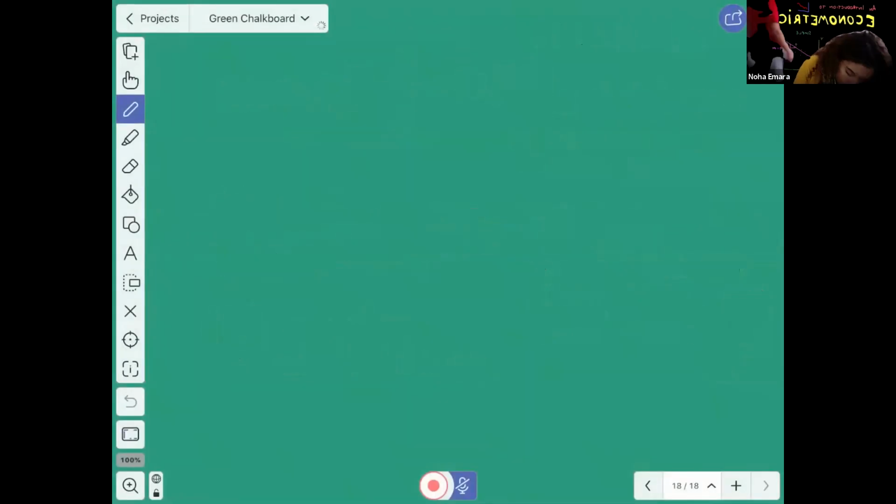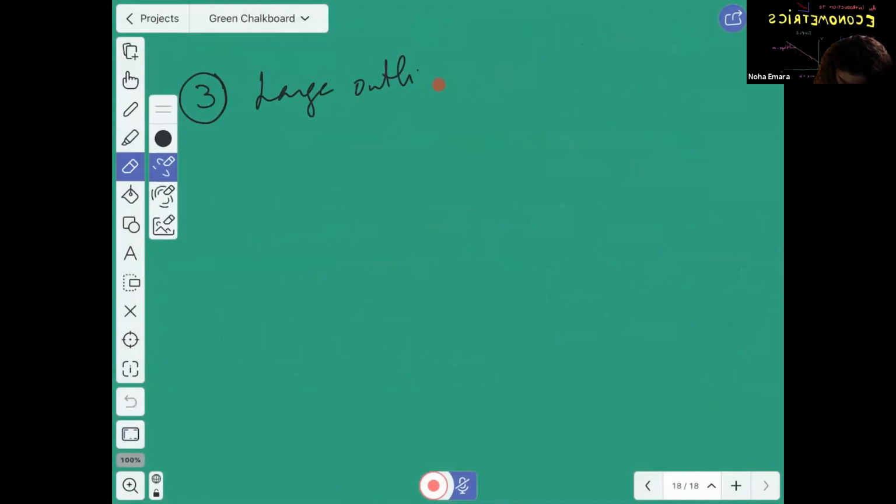The third assumption is large outliers. My handwriting, just my outliers are unlikely.